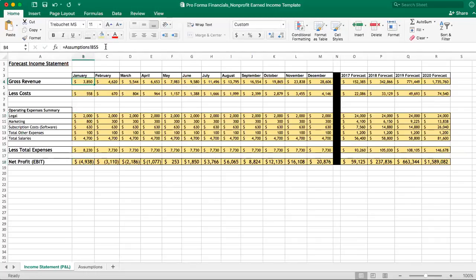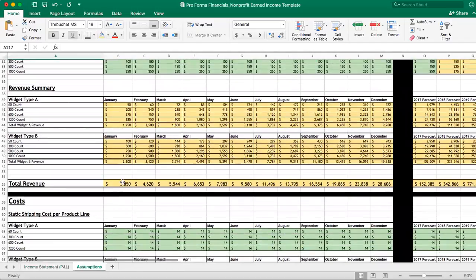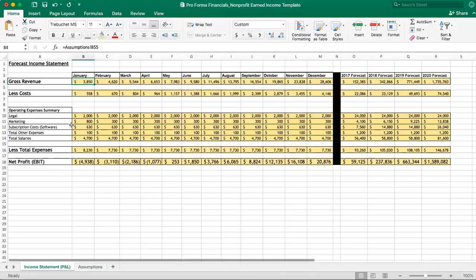If we click into the gross revenue, we'll see that the Assumptions tab is referencing Assumptions tab B55. So let's take a quick look in there. Assumptions tab B55. You'll see that it's coming right here from our total revenue for each month. And if you went back and forth, you'd notice 3850 all the way to 28606 are the same exact numbers. So this income statement is an overall high-level snapshot of the Assumptions tab.